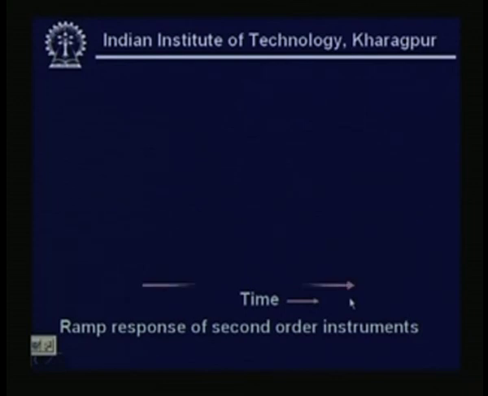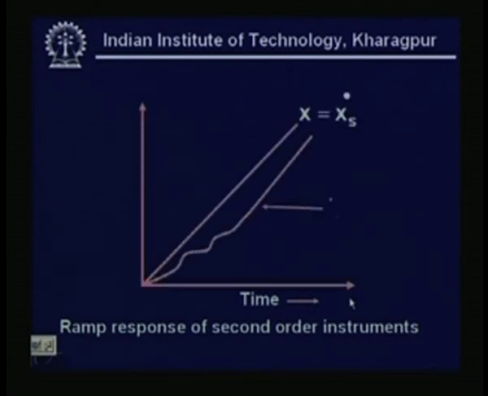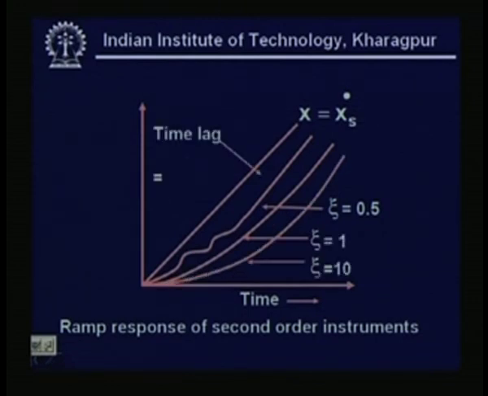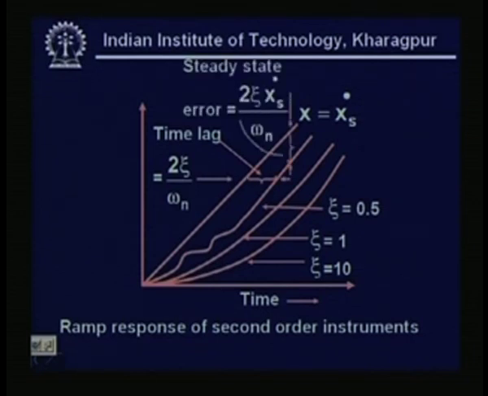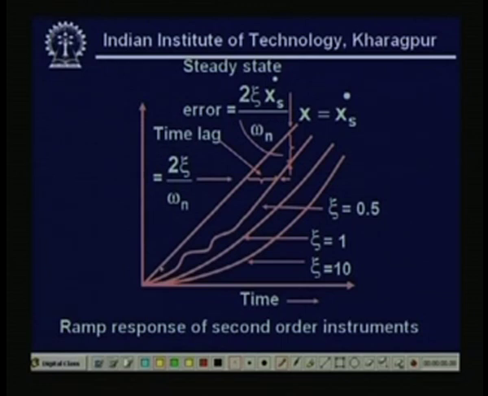Now, ramp response of a second order instrument, there is an animation, let it come. You can see here that this is my input, going x equal to xs dot t, and we have plotted for different values of xi. These are overdamped systems, taking large time, so the error is also large, and this is for critically damped systems, and this is for the underdamped system. We have put xi equal to 0.5.